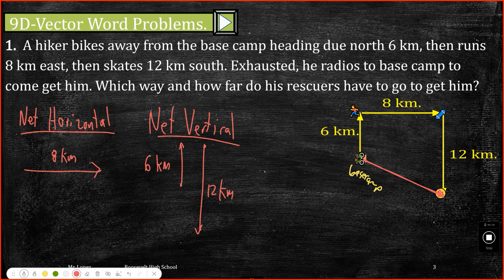And this is what we had done before about the summation of vectors. So in net vertical, what's the net vertical out of all that? Anybody, what's the net vertical?